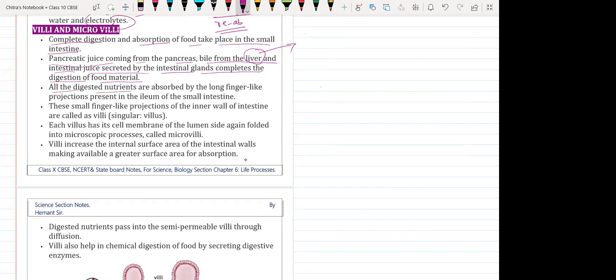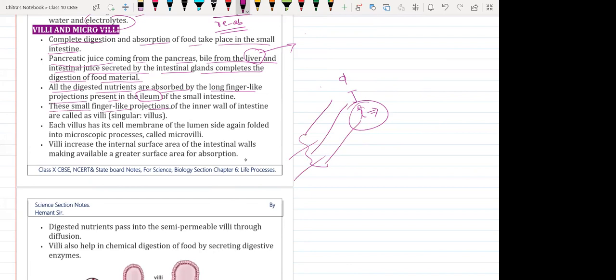All the digested nutrients are absorbed by the long finger-like projections present on the ileum region. Very important, in the ileum region. First we have the duodenum, then we have the jejunum, and last we have the ileum. So in the ileum region the complete absorption process completes. This is the last part. We can see the small intestine is divided into three parts, beta: the duodenum, then the jejunum and ileum. Understood?